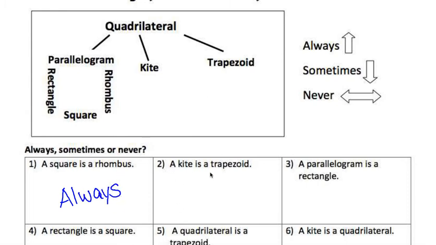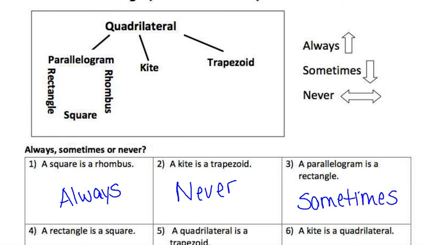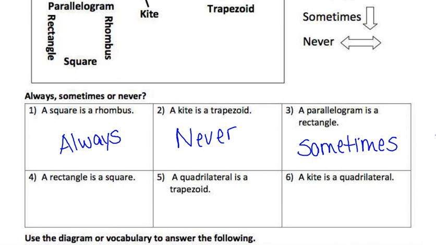A kite is a trapezoid. Well, a kite to trapezoid would have to go side to side, and that can never happen. So a kite is never a trapezoid. Number 3, a parallelogram is a rectangle. Well, to go from parallelogram down to rectangle, always up, sometimes down. So this is sometimes. All right, I want you to do those 3.